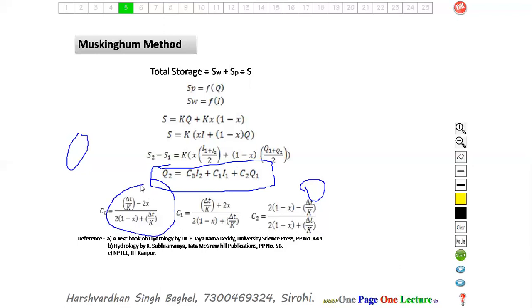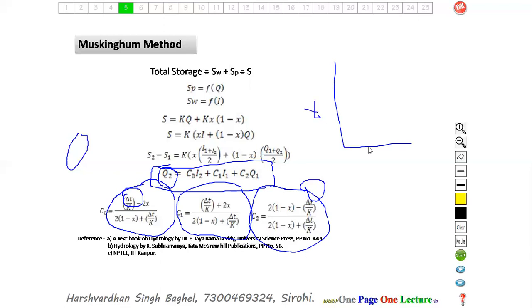So it has a condition that we must have the values of the K and X parameters. We have discussed that K is the time constant and X is the weightage factor. By applying this equation, we can calculate Q2 for various time intervals delta t. So we can construct a hydrograph of Q versus T for the various time intervals, with T in abscissa and Q in ordinate.